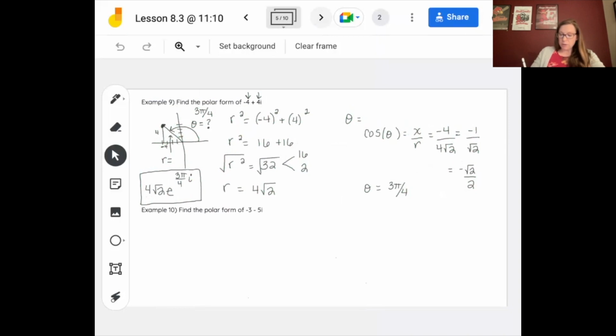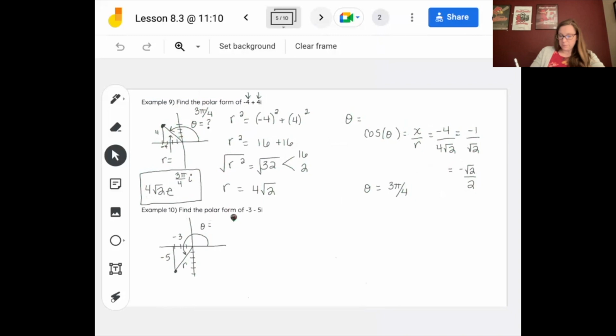This time it looks like we're going to be in the third quadrant, right? Because I go 3 to the left on the real numbers axis and then 5 down on the imaginary axis. You can drop that right triangle that we're used to. I want to find all the way around from standard position. I need to know what this theta is. I also need to know what my radius is.